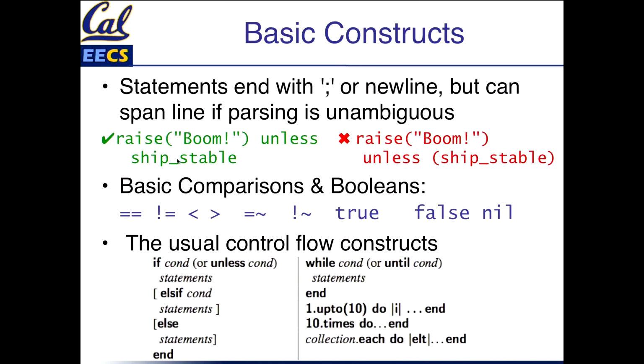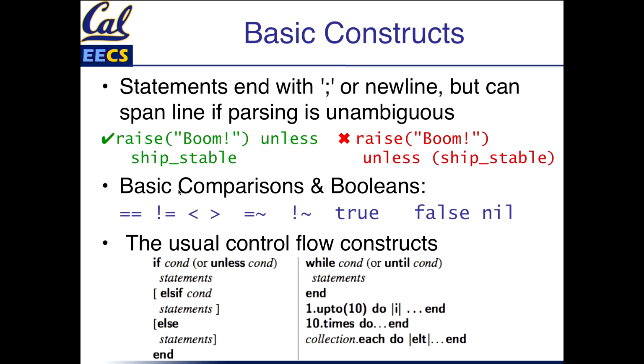Now, does that mean that you can't break a statement across lines? Well, it means you have to be careful with the parser. Here's 2 examples of a statement, one of which will parse correctly, where the line break is after the word unless. I'm going to raise a boom exception unless the ship is stable. It would be incorrect to put the line break after raise boom because this statement by itself, raise boom, is actually a legal Ruby statement all on its own. So in this case, the interpreter would be confused because it stops parsing the statement here, and then I have this unless, and where am I?